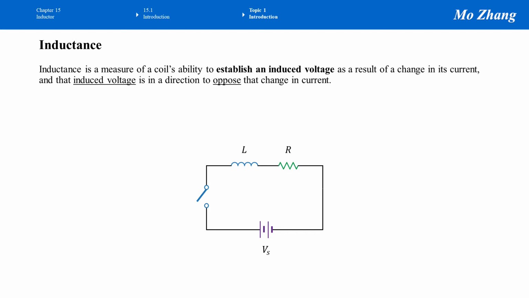Inductance is a measure of the coil's ability to create induced voltage. That induced voltage is the result of changing the current in the circuit. So the key word here is changing. The voltage induced when the current changes. If the current is constant, no induced voltage at all.